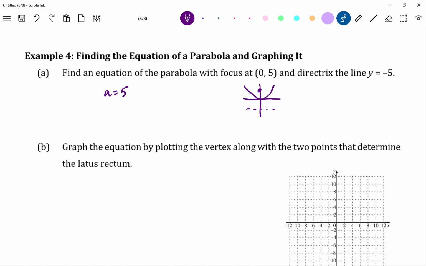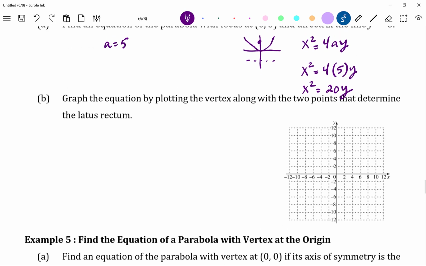Since it's open up, the equation is going to look like x squared is equal to 4ay. Or the equation is x squared is 4 times a, which is 5. So the equation is x squared is 20y. Well, let's graph.